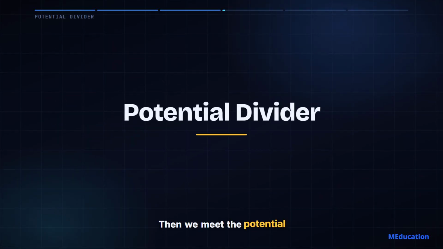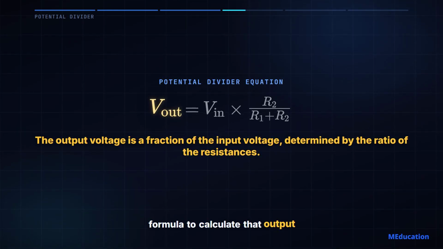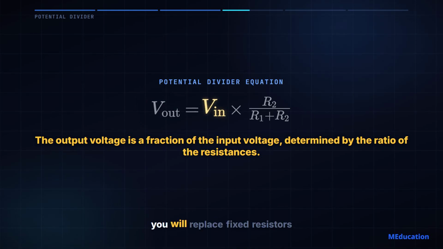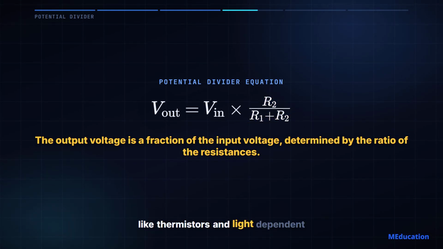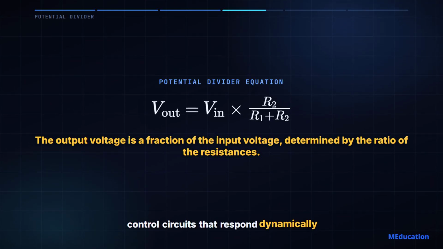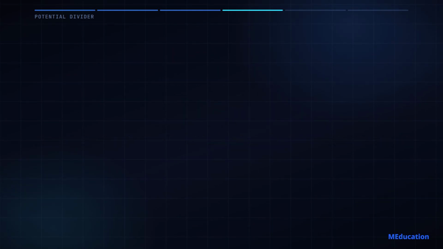Then we meet the potential divider. This is a brilliant practical circuit that splits a source voltage to provide a specific variable output. You will use this exact formula to calculate that output voltage. More importantly, you will replace fixed resistors with environmental sensors, like thermistors and light-dependent resistors. This allows you to design control circuits that respond dynamically to their surroundings. A thermostat, an automatic street lamp, a volume dial, all of them rely on this one elegant toolkit.